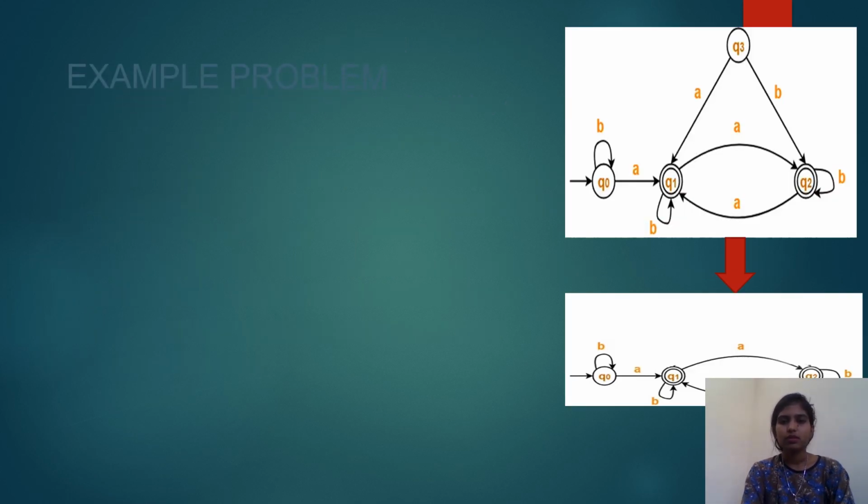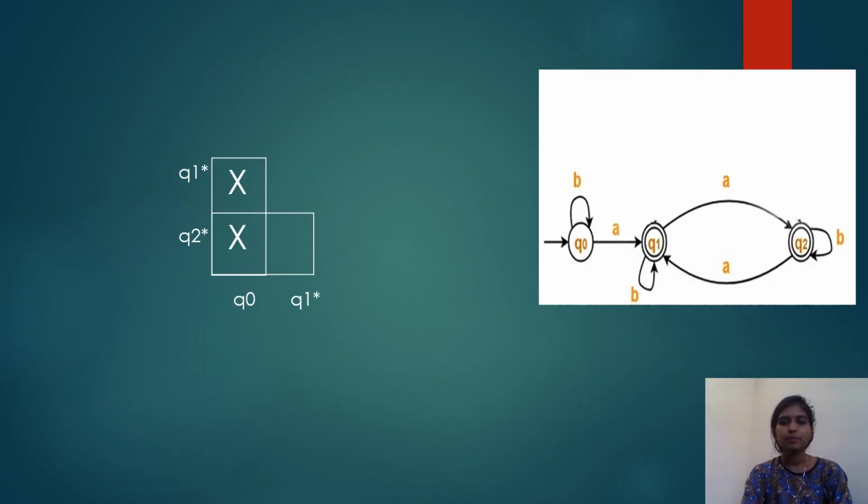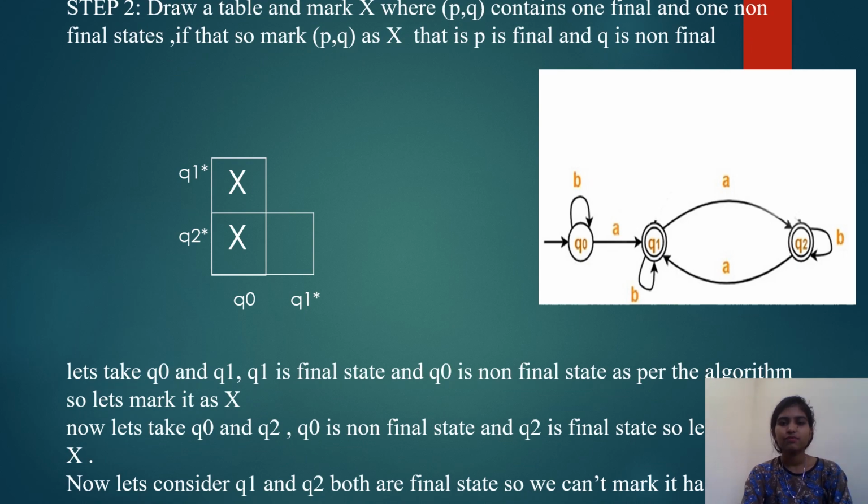Example problem as shown in the figure. Step 1: remove non-reachable states from the start state. Q3 is removed because it can't be reached from Q0, the starting state. Step 2, as shown in the figure: draw a table and mark X where the pair contains one final and one non-final state.